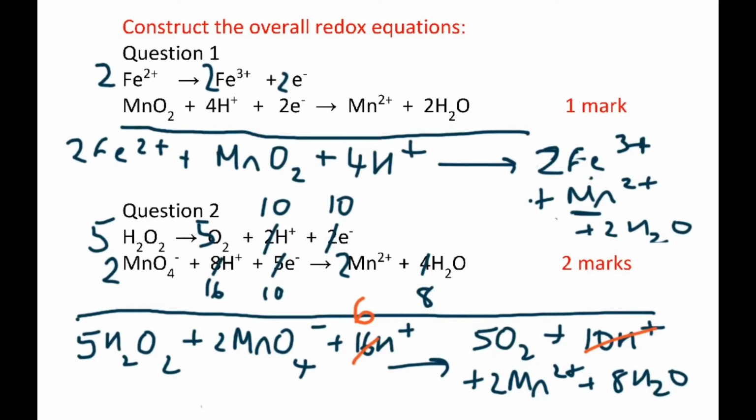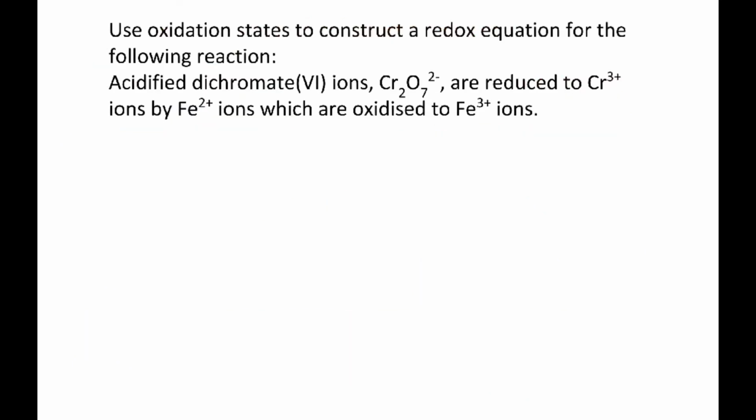Okay, so those would be seen as simpler questions. I'm going to show you now some more difficult redox equation questions, for example this question here. Using oxidation states, construct a redox equation. I'm just going to change the pen color back to black. Okay, so we've got the dichromate ions.